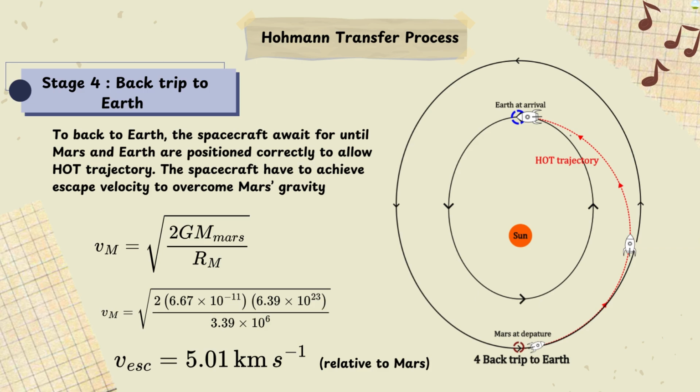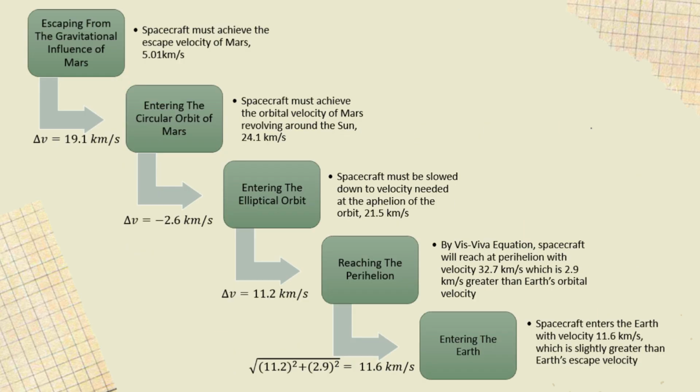In stage 4, when Mars and Earth are in a suitable position, the spacecraft is ready for its return journey. It must achieve the escape velocity of Mars, which is 5.01 km per second, in order to overcome the gravitational force of Mars and escape to outer space. After escaping from the gravitational influence of Mars, the spacecraft will enter the circular orbit of Mars. The required velocity equals the orbital velocity of Mars, that is 24.1 km per second.